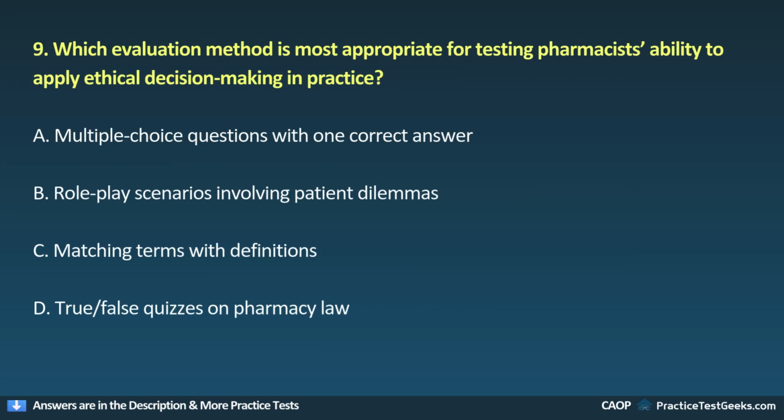9. Which evaluation method is most appropriate for testing pharmacists' ability to apply ethical decision-making in practice? A. Multiple choice questions with one correct answer. B. Role-play scenarios involving patient dilemmas. C. Matching terms with definitions. D. True-false quizzes on pharmacy law.